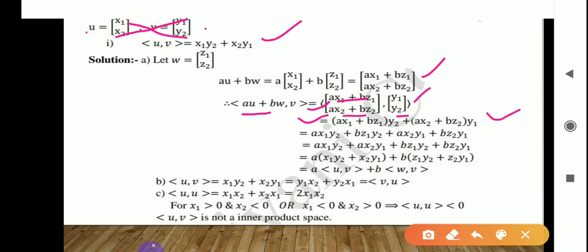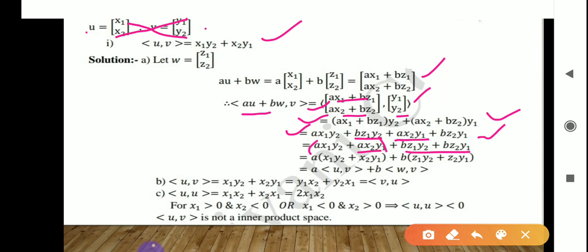Okay, now multiply this by y2 and y1 inside. So if we multiply, then we will get this step, that is ax1 y2 plus bz1 y2 plus ax2 y1 plus bz2 y1. Okay, now write down all terms of a on one side and b on the other side, meaning write down all terms of a in one bracket, that is ax1 y2 plus ax2 y1 right here, and plus bz1 y2 plus bz2 y1 right here.